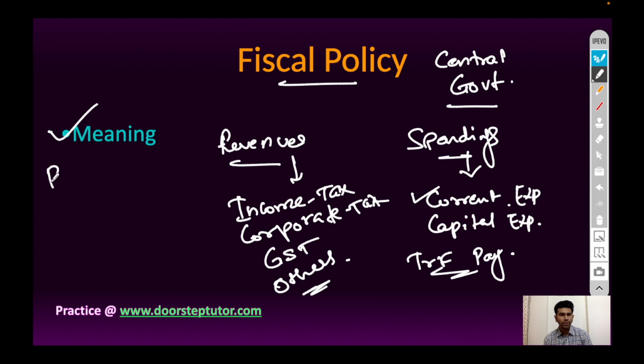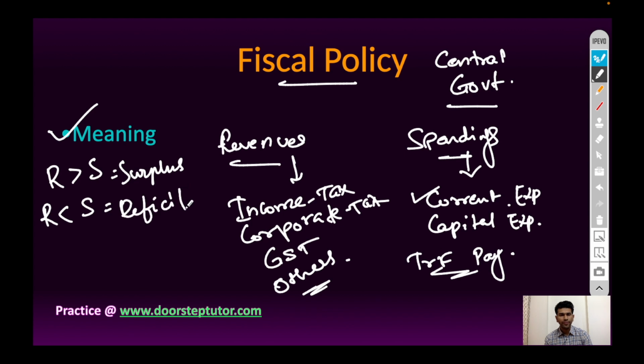If revenue is greater than spendings, then there will be a surplus budget. If revenue is less than spendings, then there will be a budget deficit. And if revenue is equal to spendings, then there will be a balanced budget.